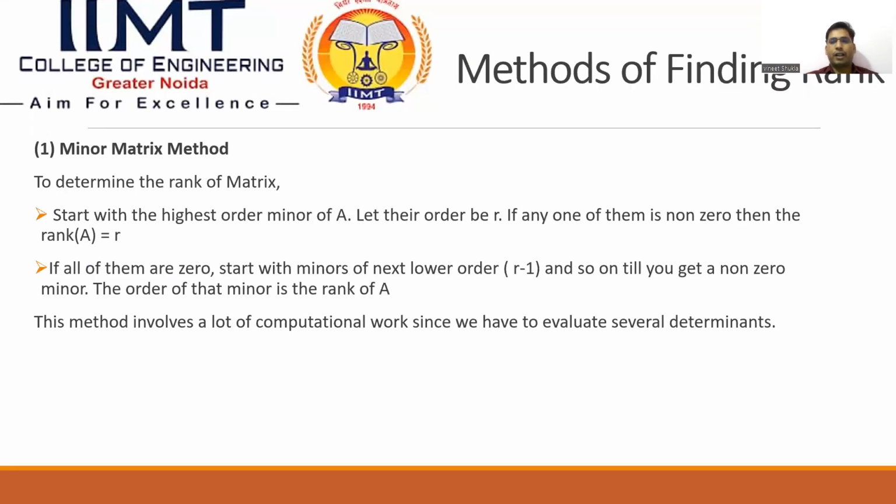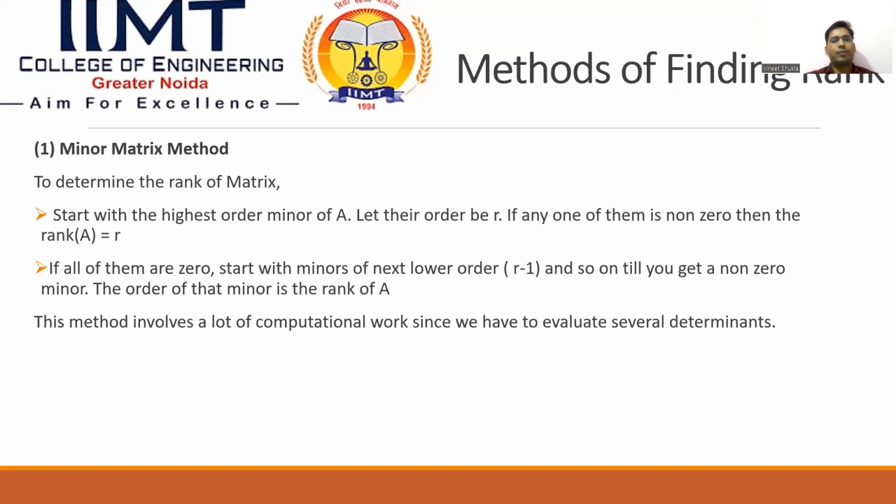Method of finding a rank. Number one is the minor matrix method. This is a very basic method to determine the rank of a matrix. We will start with the highest order minor of A. Let their order be R. If any one of them is non-zero, then the rank of the matrix will be R.